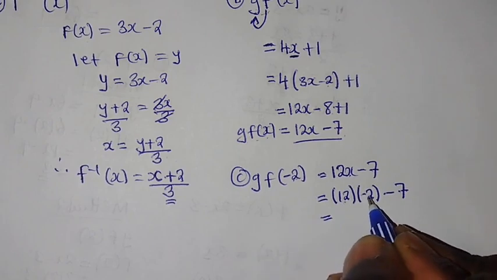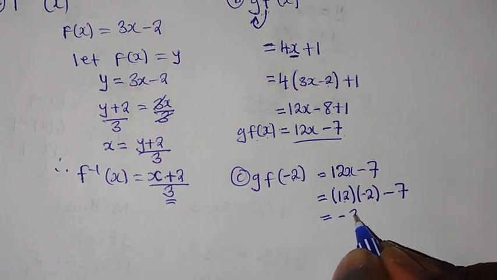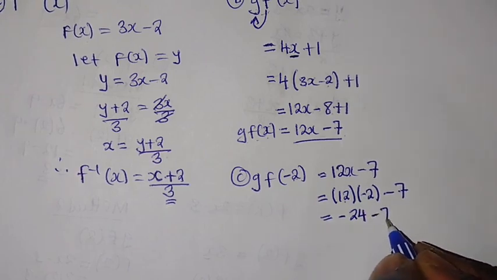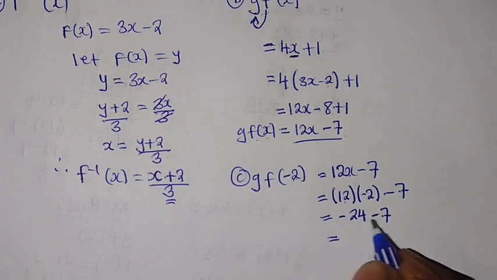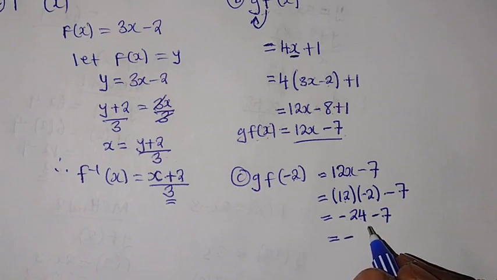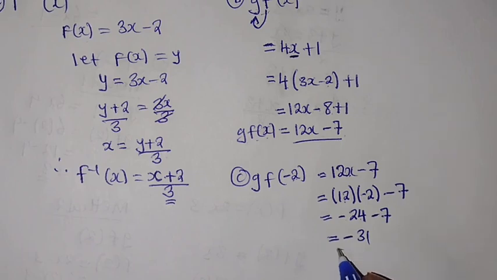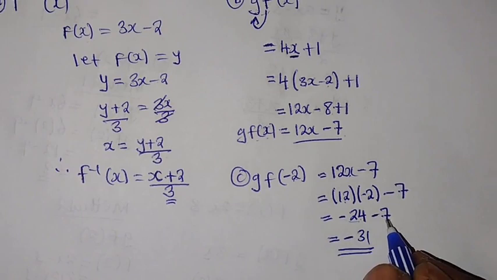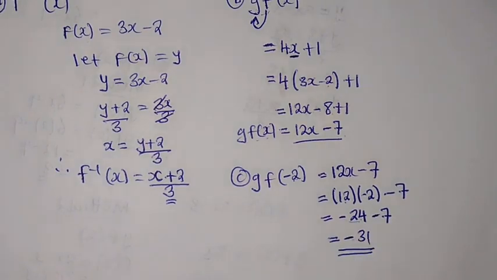So 12 times negative 2 will give us negative 24. Then minus 7. So negative, negative, we maintain the same sign. 24 plus 7 gives us 31. So this is our answer. Negative 24 minus 7 gives us negative 31.